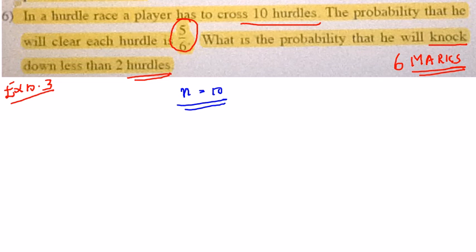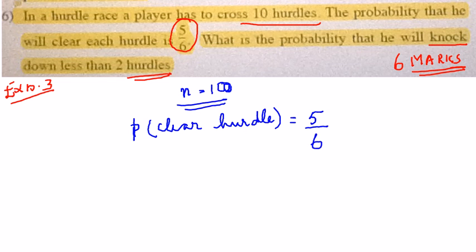So obviously we are going to use a binomial distribution here because the value of n is less, right? The number of events is less, so we are going to use the binomial. Also they have given the probability that he will clear the hurdle, right? The probability that he is going to clear the hurdle is 5 by 6. But this is the probability of clearing the hurdle. In the sum, they have asked you to find the probability that he will knock down less than 2 hurdles. So what is going to be my P, right?